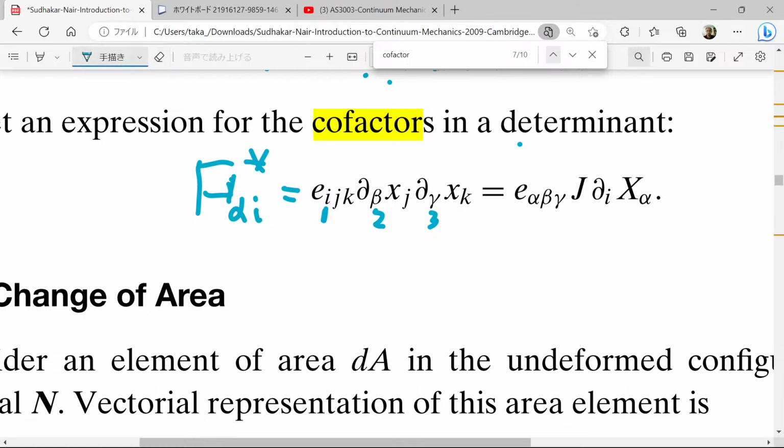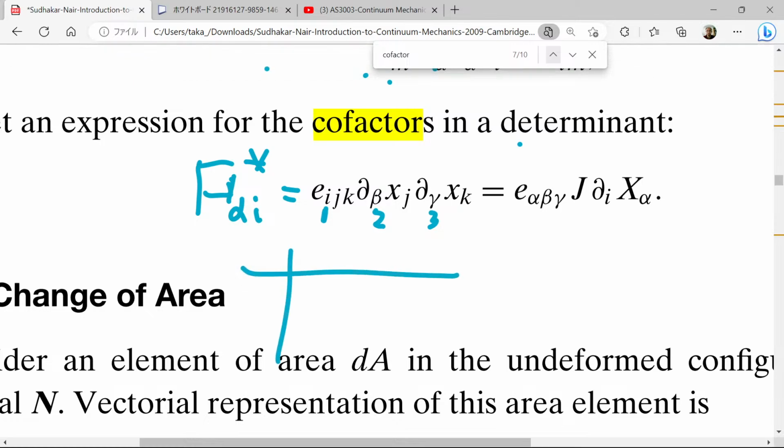If so, you have alpha, beta, gamma. So if you choose 1 for alpha, beta has to be 2, gamma has to be 3. If you choose alpha to be 2, beta has to be 3, gamma has to be 1. If you choose alpha to be 3, beta has to be 1, gamma has to be 2. So let's try this case.